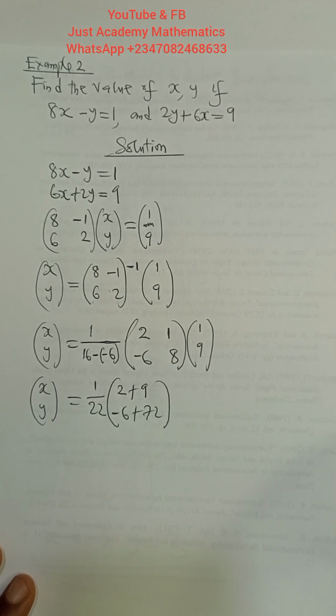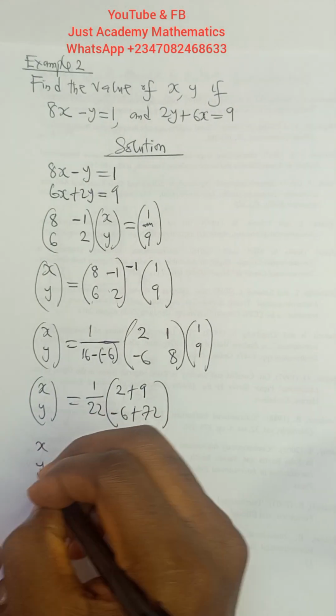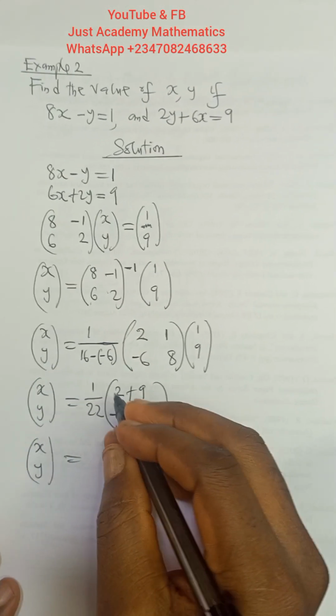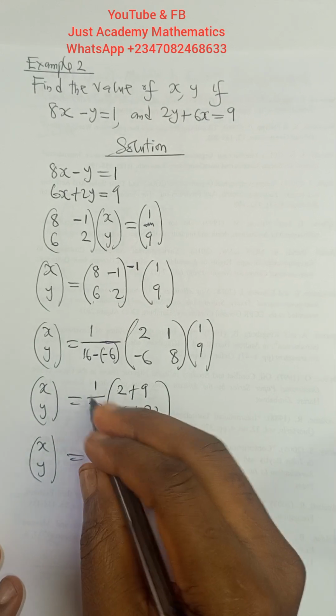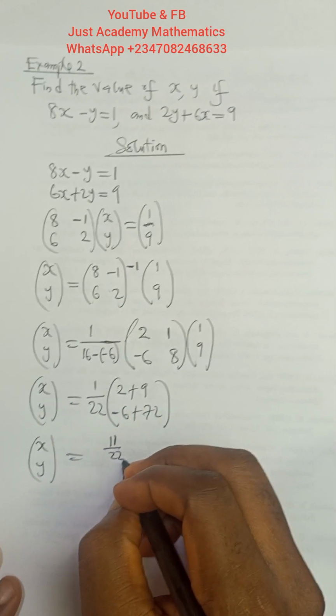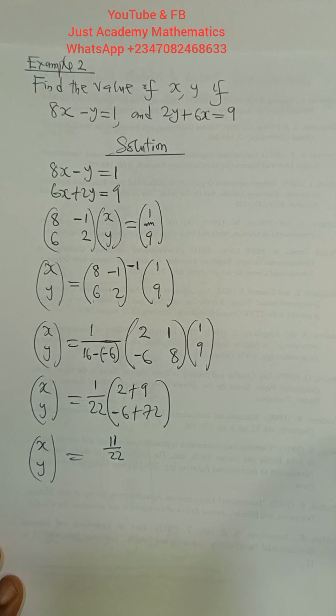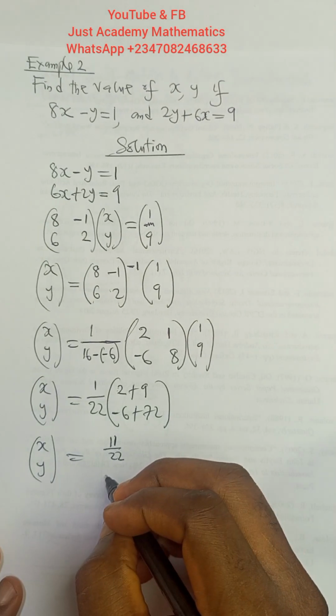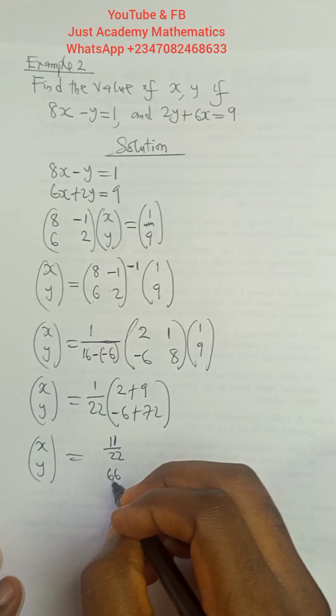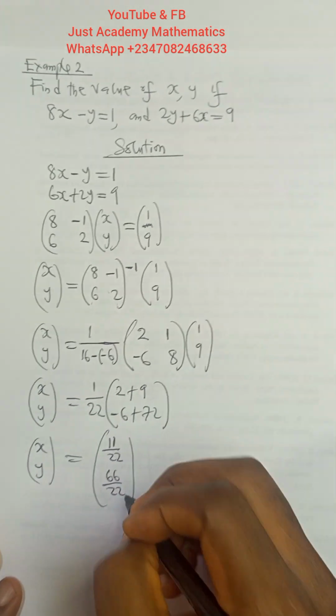We input 1 over 22 inside. This is what I mean now. So we have xy is equals to, this plus this is what? 11. That is 11 times 1 over 22. That is 11 over 22. Followed by what? 72 minus 6 will give us what? 66. That is 66 over 22.